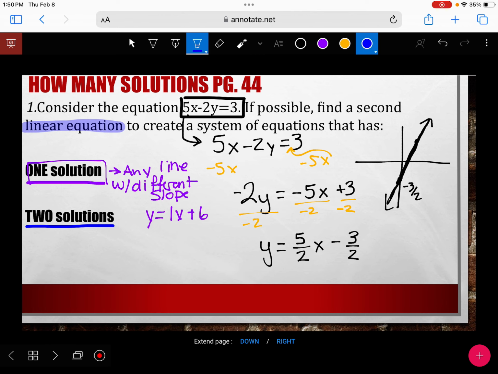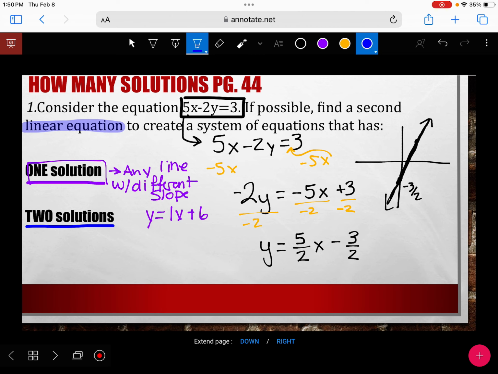Would they have to stack on top of each other? But is this two solutions? No. What is that called when they're stacked right on top of each other? Infinitely many. So I can get infinitely many solutions. I could have no solutions. I could have one solution. What about, can I have two?